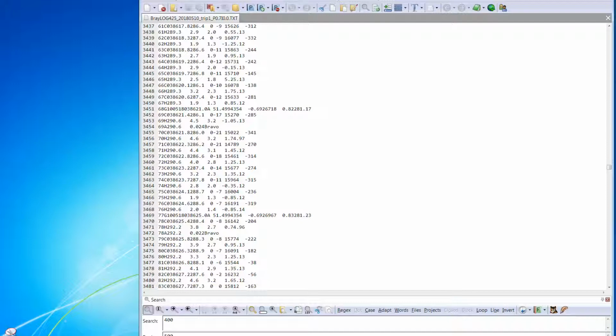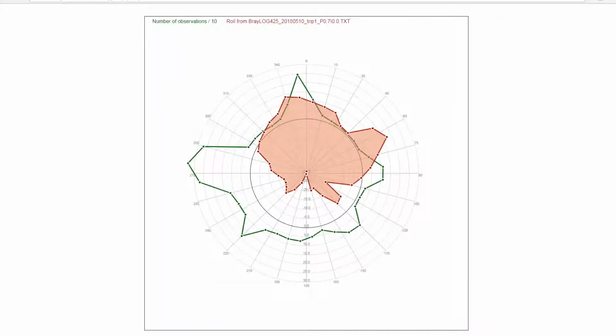So I wrote a program to do that. What we've got here is a 360-degree polar diagram: north, east, south, west. And I've divided that 360 degrees into 36 10-degree bins. And for each of those bins, I've calculated the average roll angle that we observed. And that is plotted on the red line here.